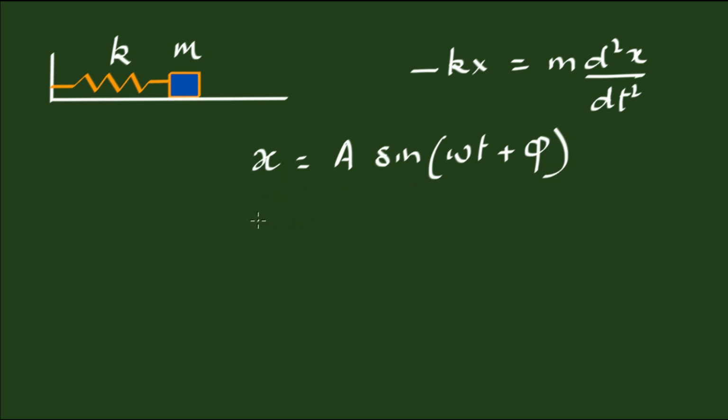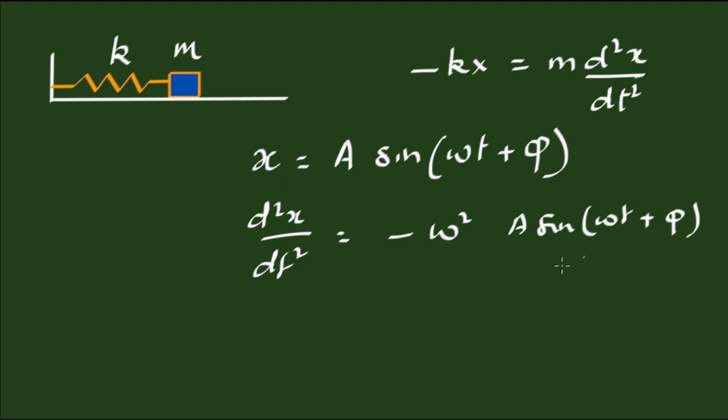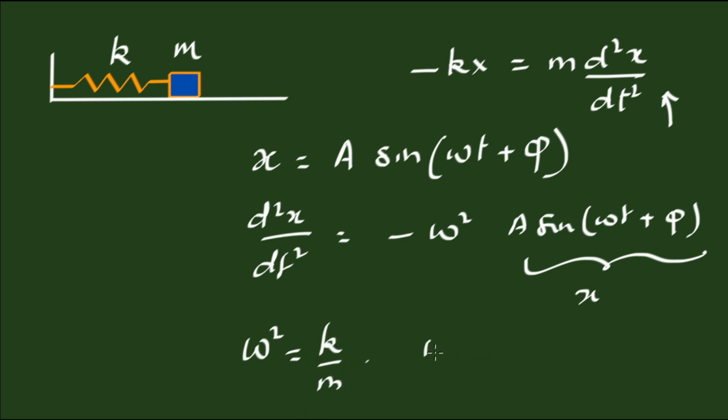If I differentiate this twice, you can do this yourself, d2x by dt squared will turn out to be minus omega squared times A sine(omega t plus phi). But then this is nothing but x. So I get d2x by dt squared is minus omega squared x. If I compare it with the differential equation, we get omega squared should be chosen as k by m, or omega is square root of k by m. So the moment you're given the spring and the mass, I know omega. A and phi, on the other hand, are determined by initial conditions.